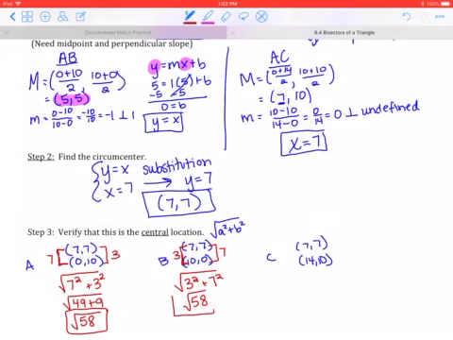So far I've got two distances that are the same. Got one more to look at. So I look again at the distance between the x values and the y values. Plug those into the distance formula. And again, I get the square root of 58.